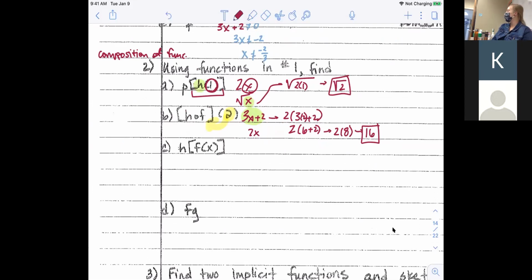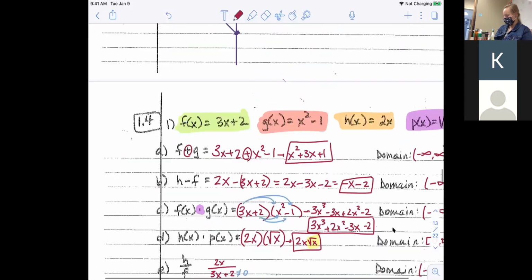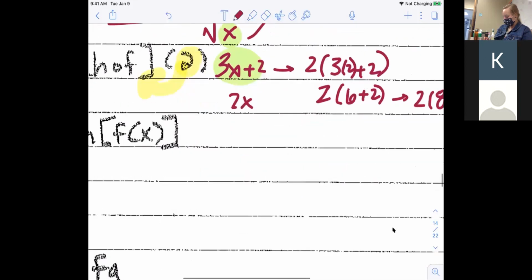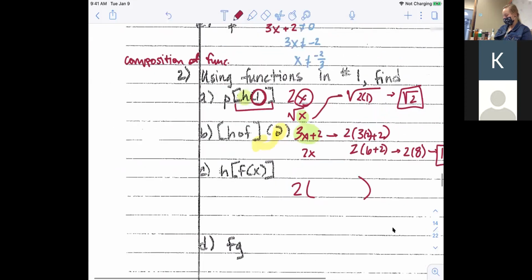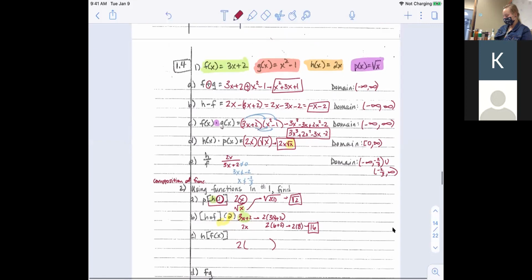All right, and then the next one says h of f of x. You can tell me what to write. You plug f into h. So h is on the outside. H is my 2x, so I'm going to have 2 times something. And f goes on the inside, so I'm going to write f inside that parentheses: 3x plus 2.